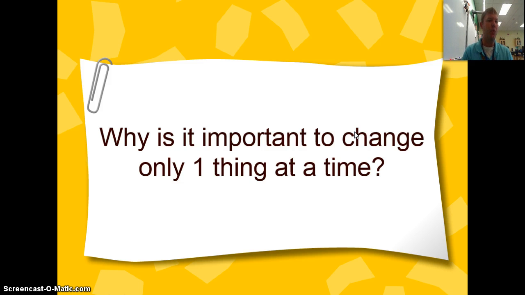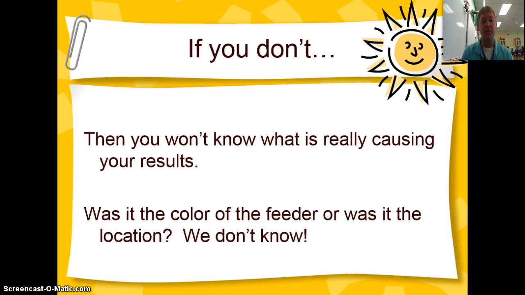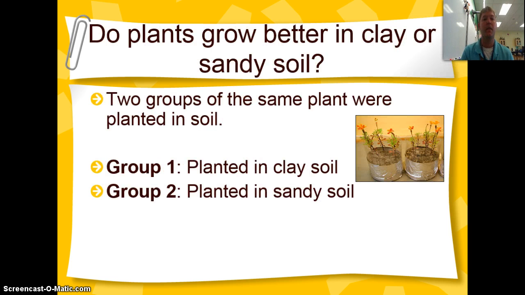So why is it important, you ask, to change only one variable at a time? Because if you don't, then you won't know what's really causing the results. So was it the color of the feeder or was it the location that affected it? We won't know. Here's another example. Do plants grow better in clay or sandy soil? Well, 2 groups of the same plant were planted in the soil. Group 1 was planted in clay. Group 2 was planted in sandy soil.